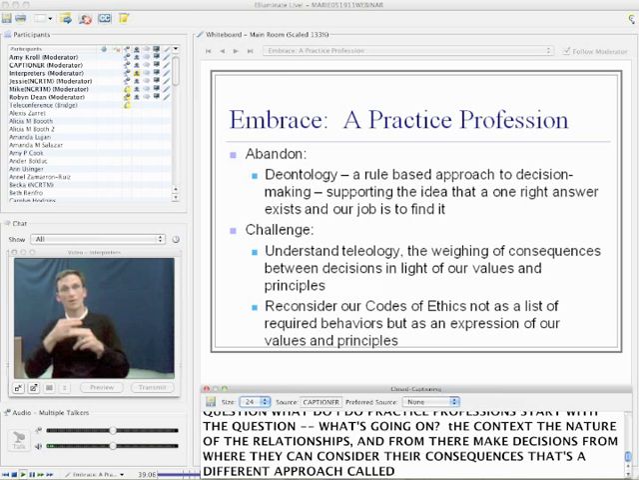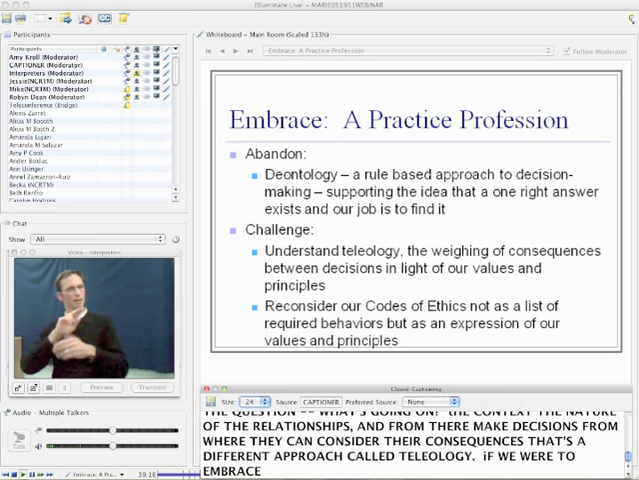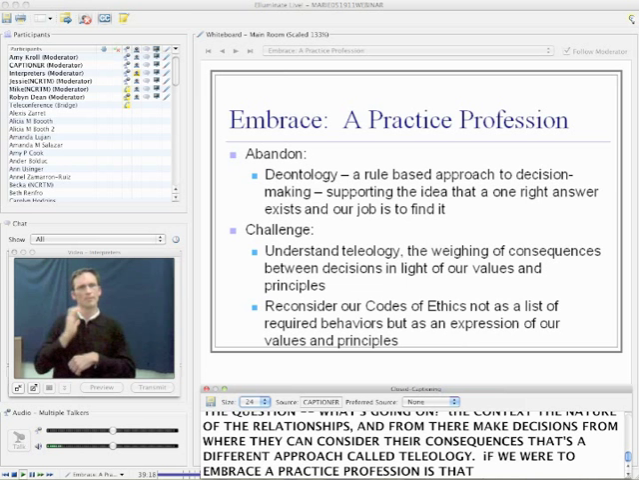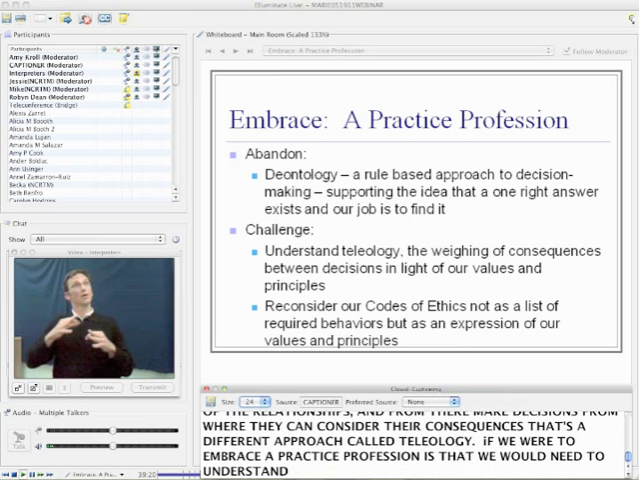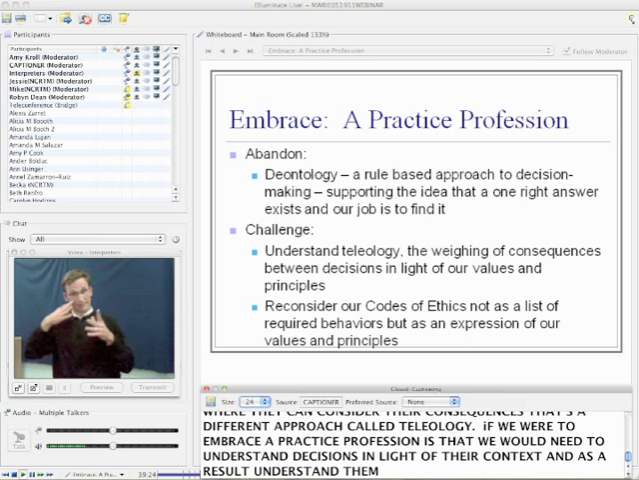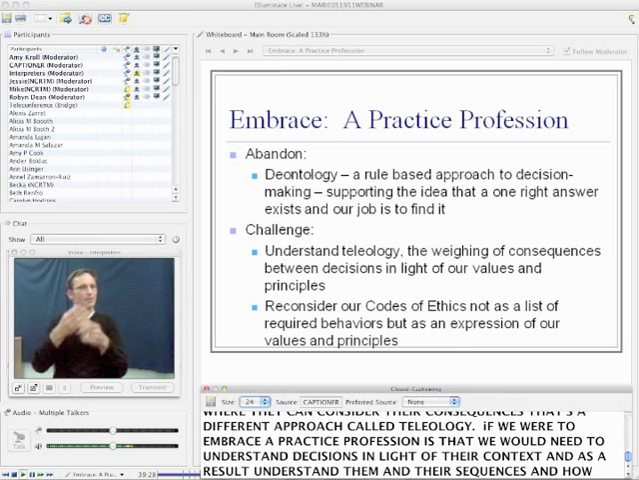which would be our challenge as a profession if we were to embrace a practice profession, is that we would need to understand decisions in light of their contexts, and as a result understand them and their consequences, and how they play into the values and the principles of our profession.